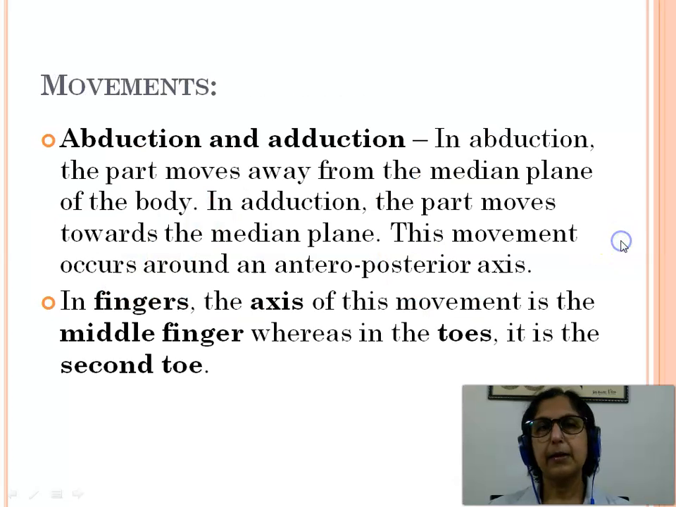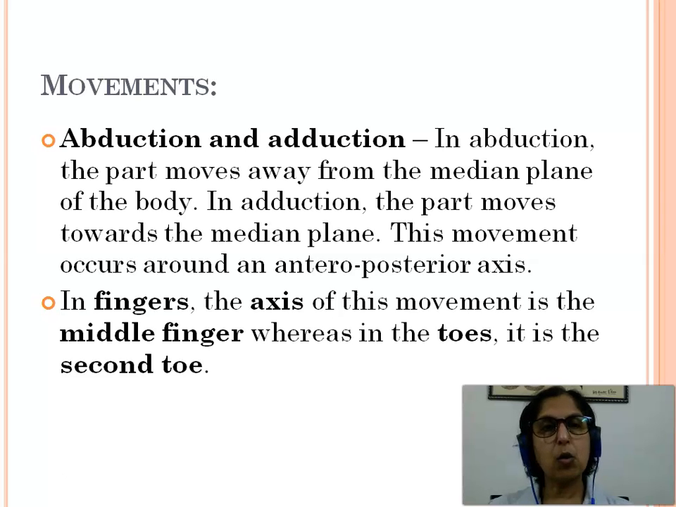Next we want to see the second type of angular movement, that is abduction and adduction. In abduction, the part moves away from the median plane of the body, and in adduction, the part moves towards the median plane. This movement occurs around an anteroposterior axis.